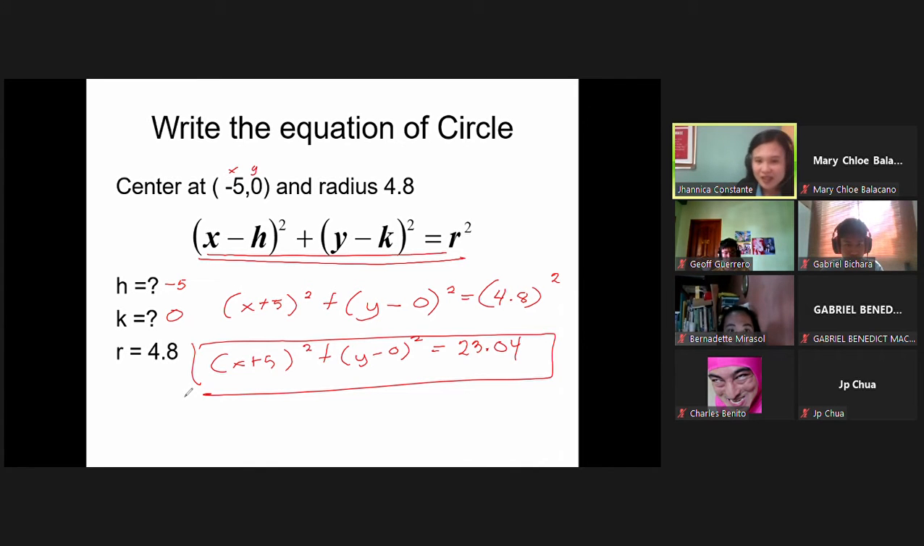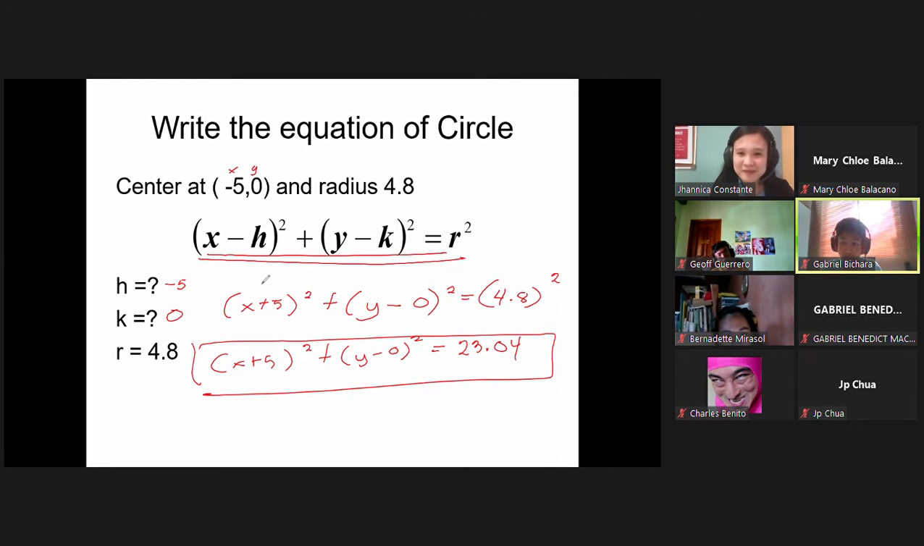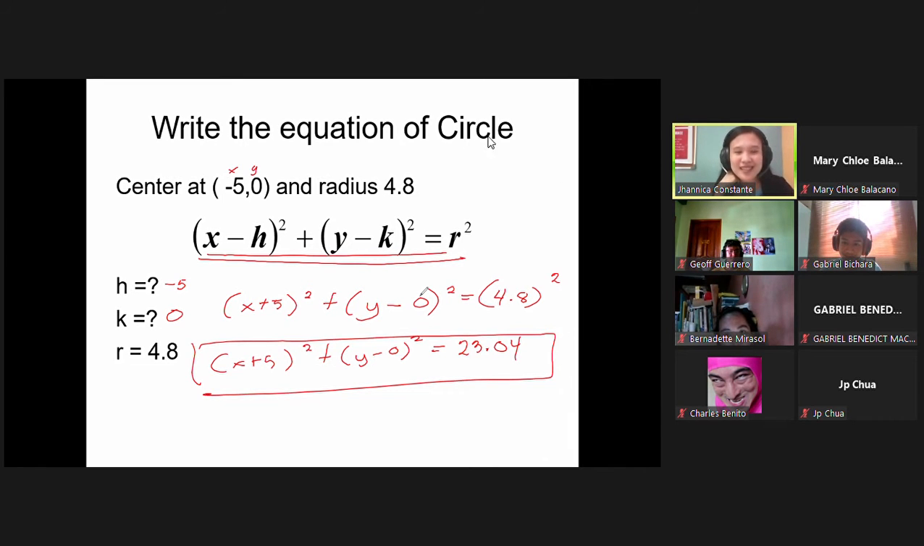Okay, with this example, if the given point of the center is in fraction form, your equation should be in fraction form also. Okay? Versus decimal numbers. When the given is a fraction, your answer must be in fraction. Do not change the fraction into decimal.